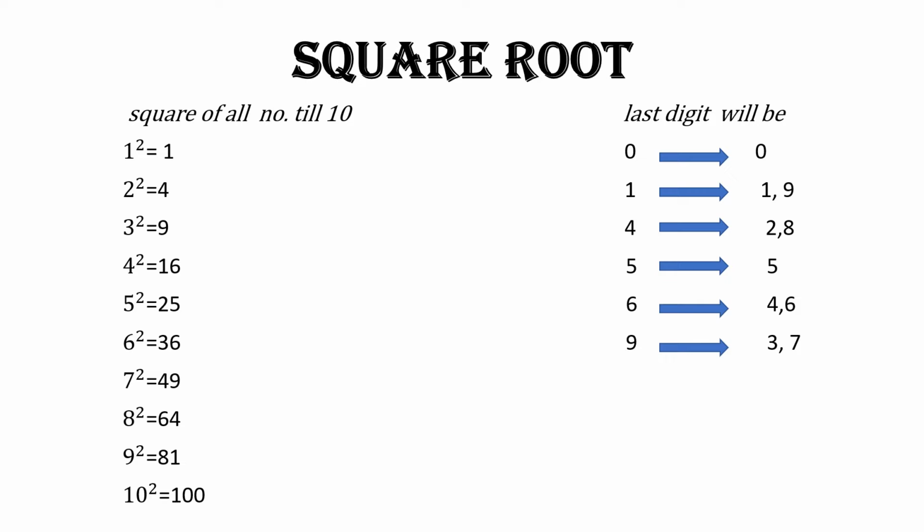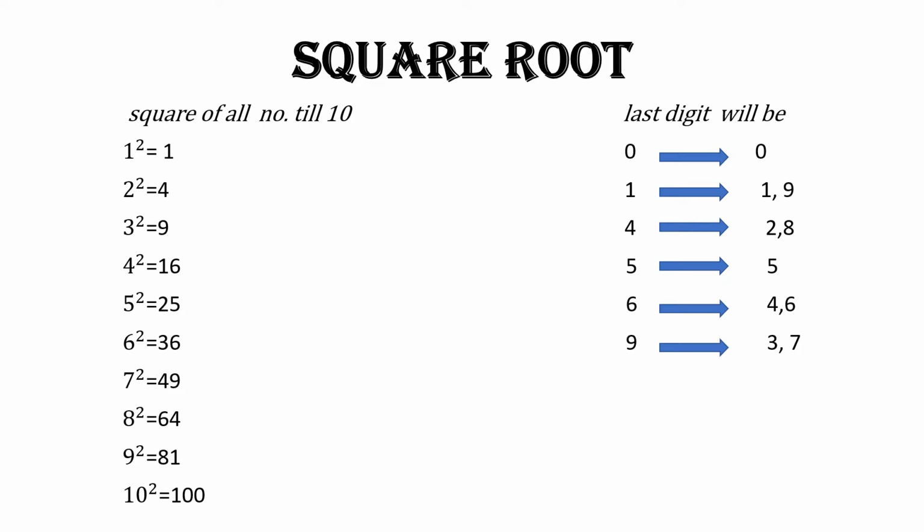We know that if you look at all the squares here, only 1, 4, 9, 6, 5, 6, 9, 4, 1 and 0 come as a last digit. So we will write all the last digits separately. This is the second step. We know that 0 will come in the last digit when you take the square of 10. So the last number is 0.